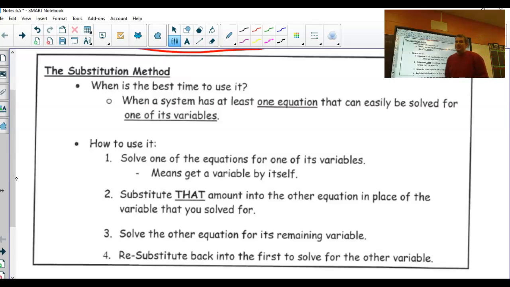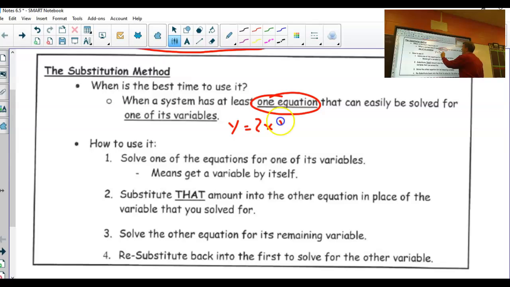Because eventually at the end of this chapter, we want to be able to decide what method to use depending on what the problem looks like. And I think the best time to use the substitution method is when one of the equations can easily be solved for one of its variables. Or at least, frankly, I think it's when one of the equations already has a variable by itself.